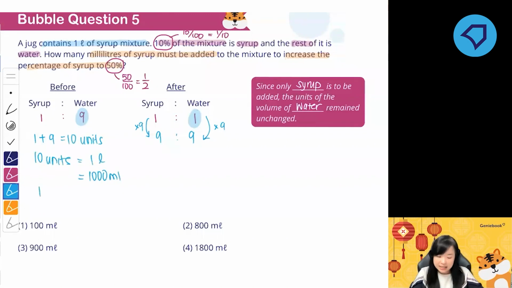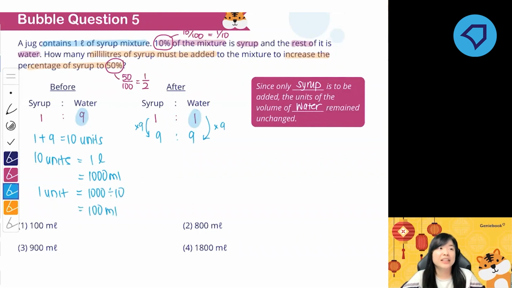After 10 units, the next step we will find 1 unit. So how do I find 1 unit? Very good. You take 1000 divide by 10 and then you get 100 ml.